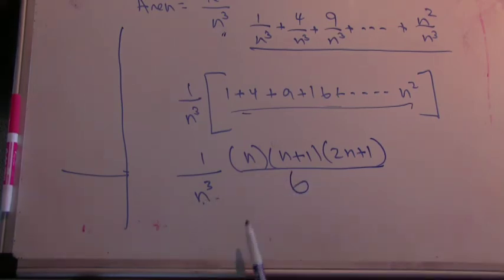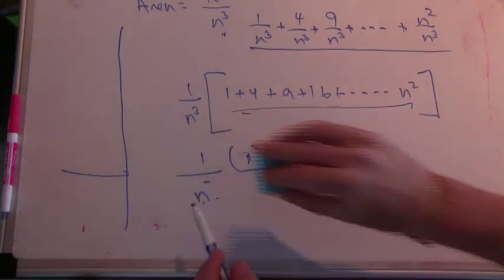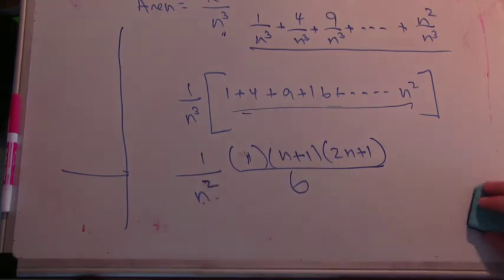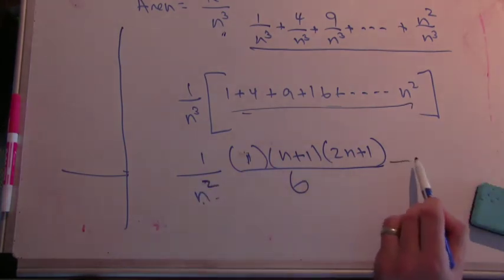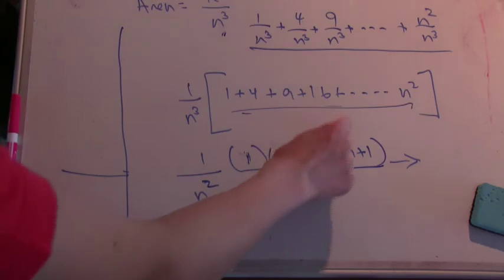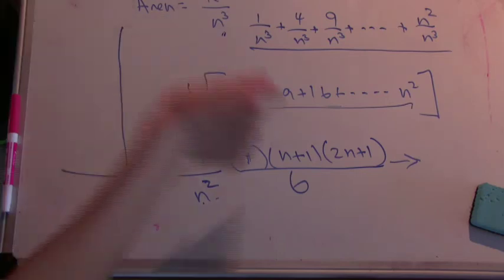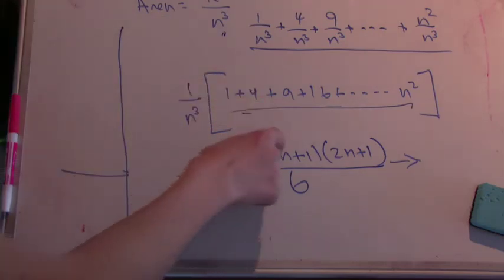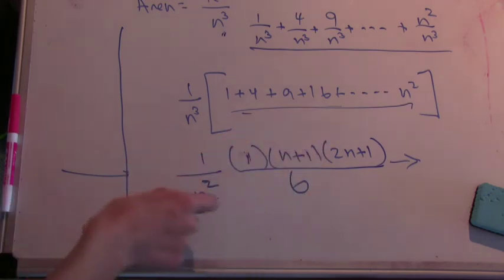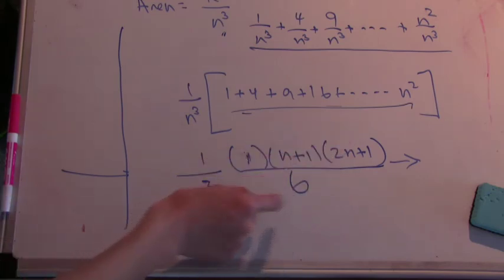So the first thing we can do is cancel one of the n's. An n goes away on top, so it becomes a 1, and n squared on the bottom. Now I can't really cancel anything, but I can let n go to infinity. And as n goes to infinity, what happens to this? Well, it starts to look like 1 times n times 2n over 6n squared.